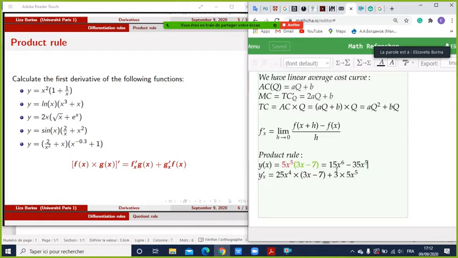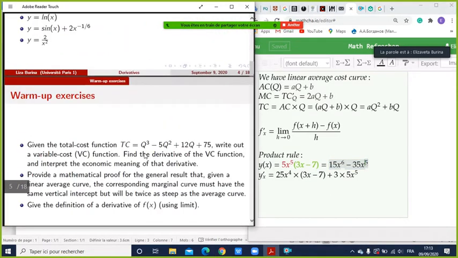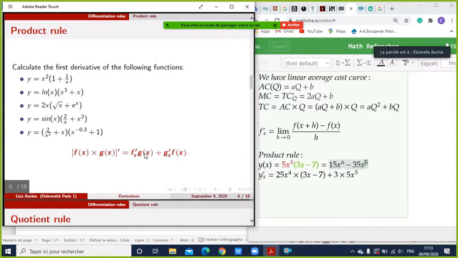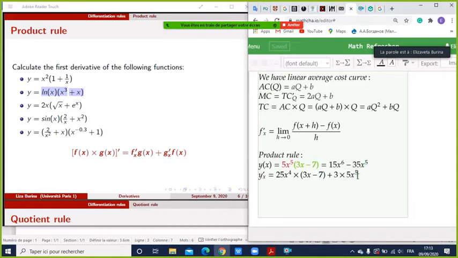But I asked you to just use the product rule. In cases like that, you can expand it and then you can easily calculate the derivative just using these first formulas. But if you cannot expand it, like in this case, for example, well, what do you do? You have to use the product rule.